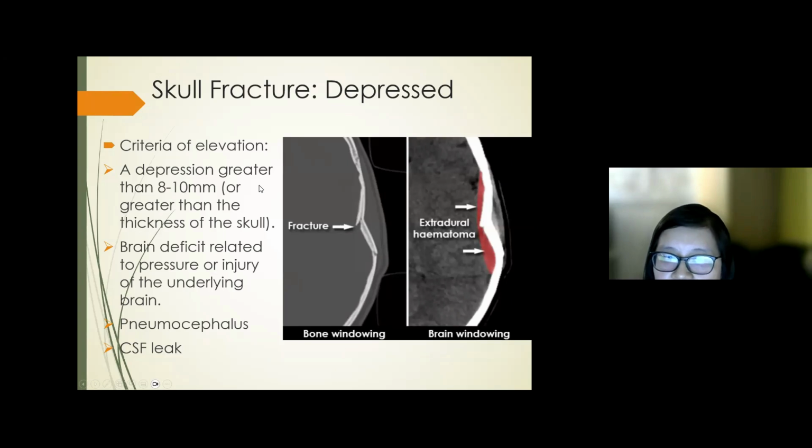So for depressed fracture, that means it's a depression that is greater than 8 to 10 mm or greater than the thickness of the skull. And the brain deficit is usually related to the pressure or injury of the underlying brain. The patient can have pneumocephalus in the CT scan, or the patient might have a CSF leak as well. So in this bone window, there is a depressed fracture, and in the brain window, we can see that it's associated with the adjacent extradural hematoma.